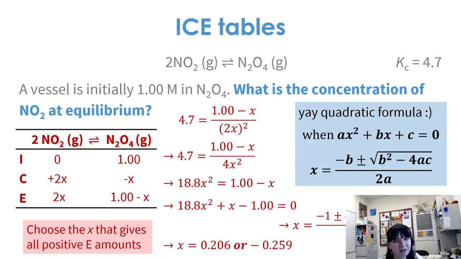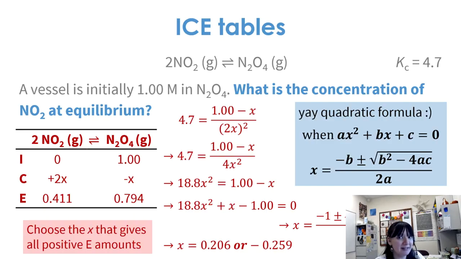And so while solving for x gives us two answers, the true x answer that I'm going to have here is just that 0.206, right? That is our actual x value. And so when we plug 0.206 into our ICE table again, we get the following concentrations at equilibrium: 0.411 for the NO2 and 0.794 for the N2O4.